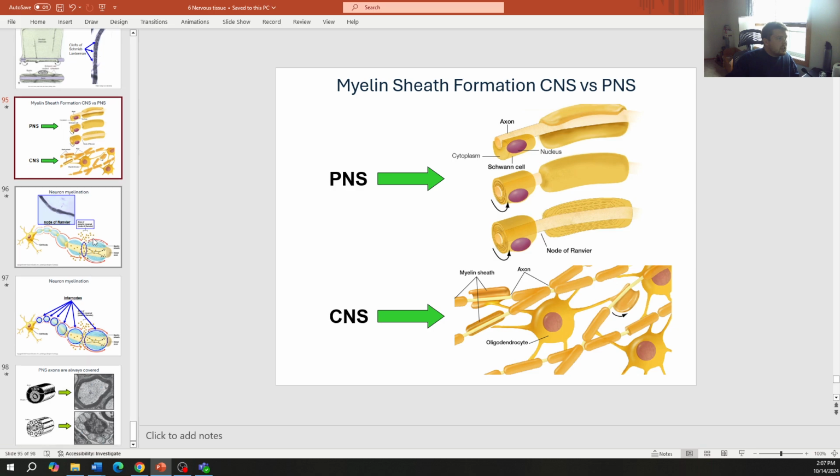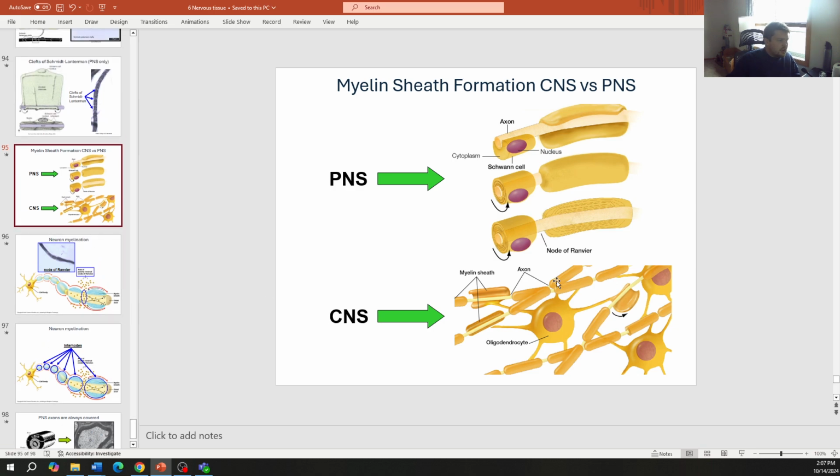Some of the differences, again right here: Schwann cells in the PNS are individual, whereas in the CNS you have the oligodendrocytes that go all over and do a bunch of different axons. But you do still have the same myelin sheath that wraps around. You still have the node of Ranvier, and all of those very similar structures. Always remember PNS, Schwann cell; CNS, oligodendrocyte.